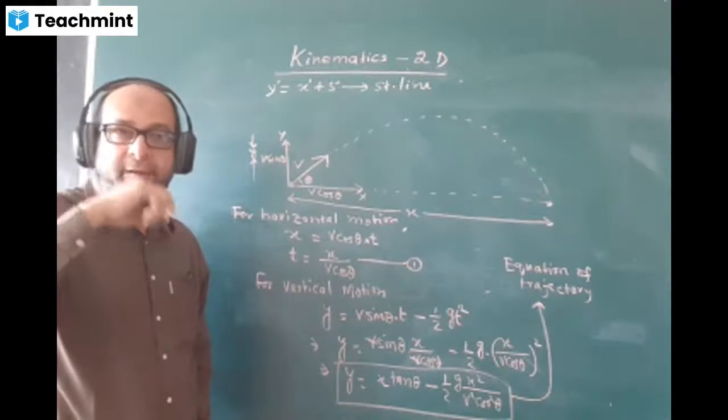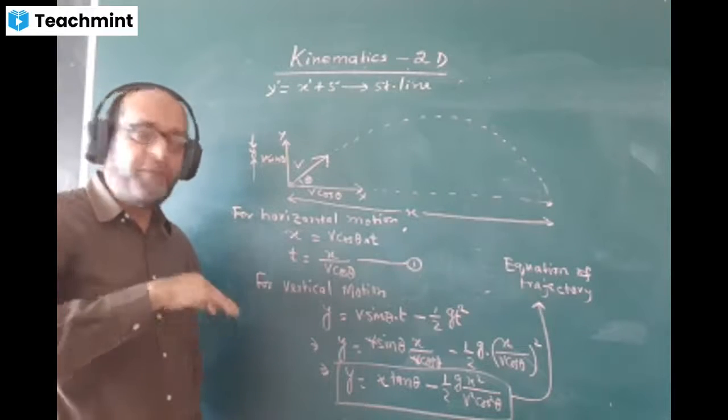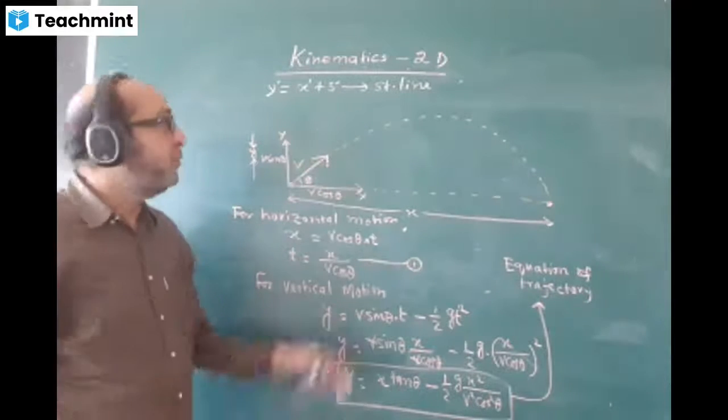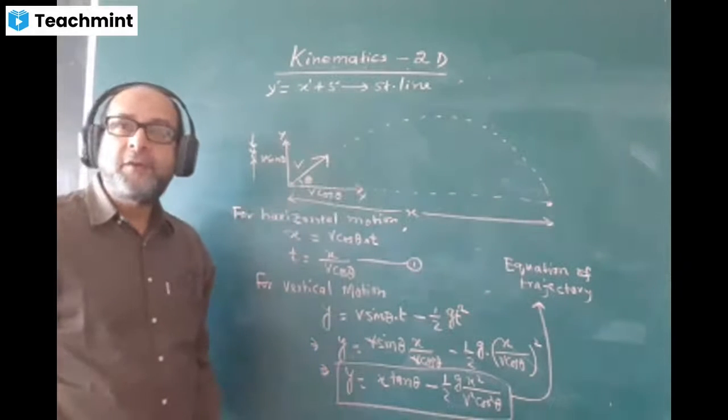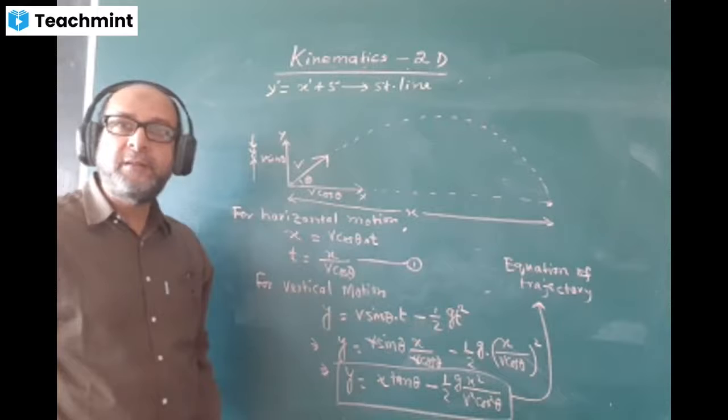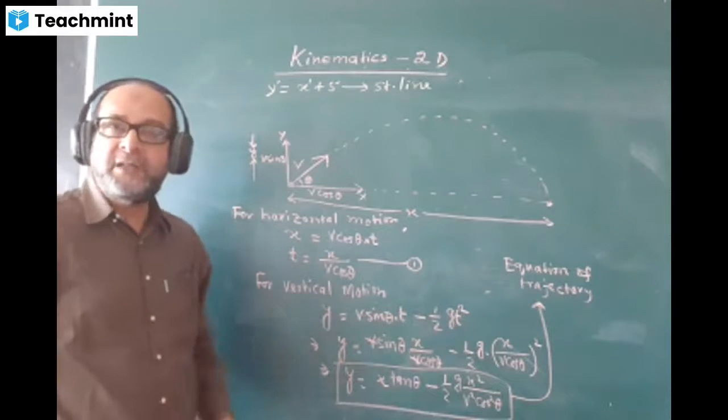When you make a figure or plot a graph, the graph will come out a straight line. So the path of this equation will be a straight line. We call it the locus. The locus is a straight line, or the path is a straight line, we say.